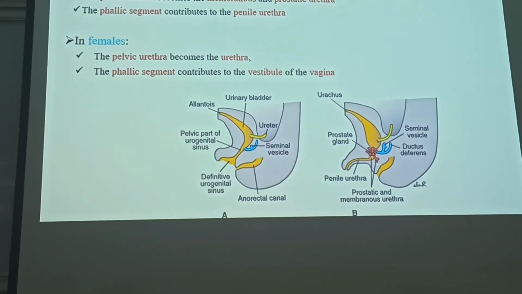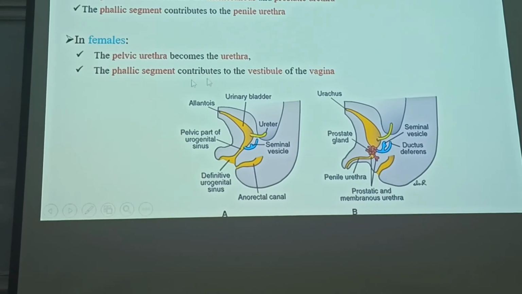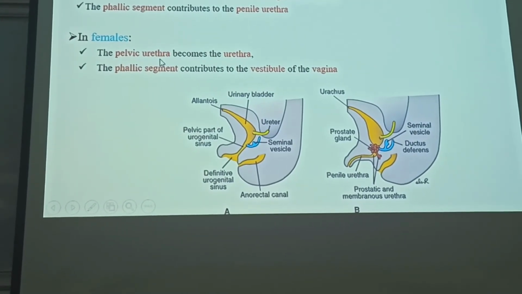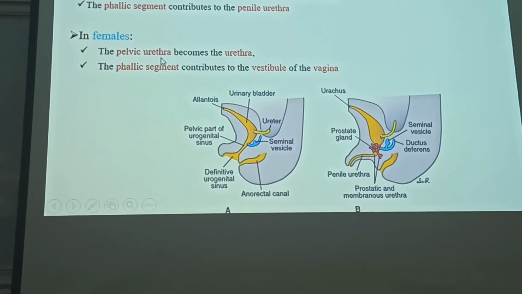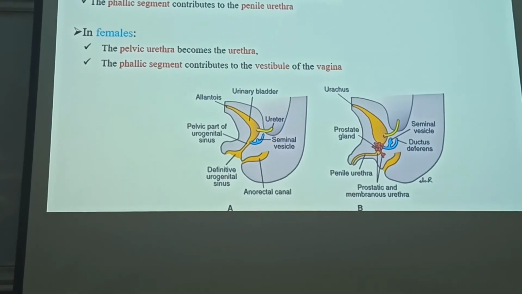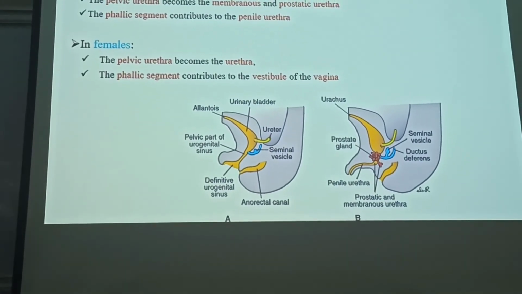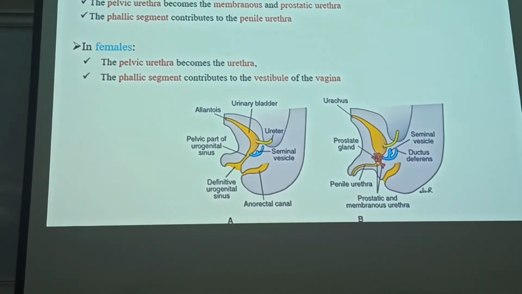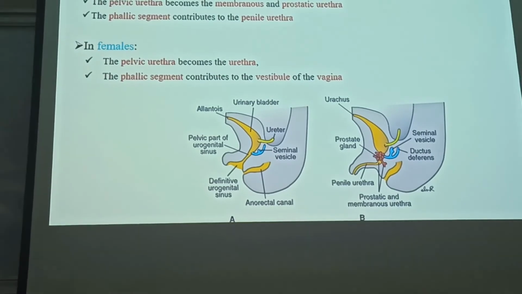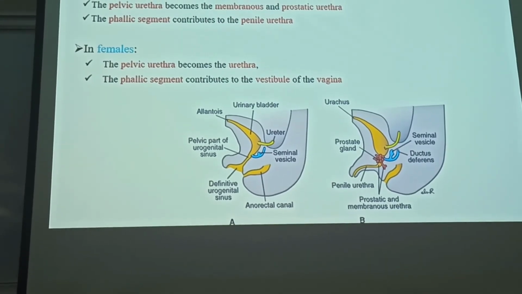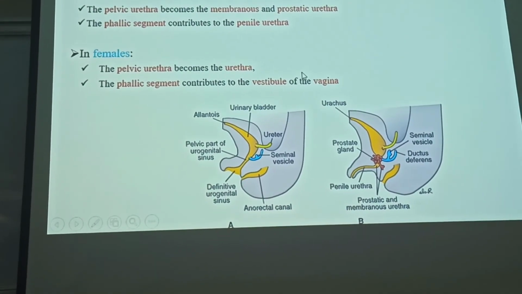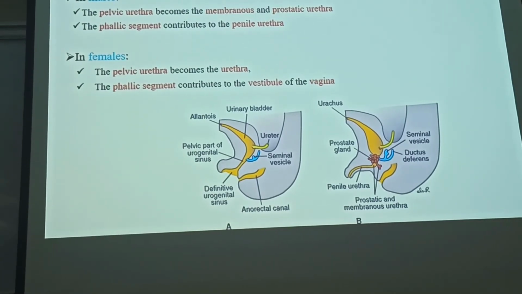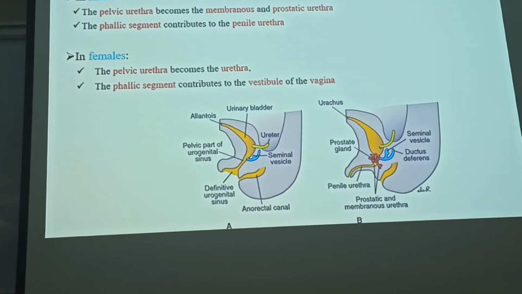Okay? In the female, the pelvic urethra gives rise to the urethra. As you know, in the female, the urethra is one part, just urethra. No spongy, no membranous. Okay? The phallic segment gives rise to the vestibule. The vestibule is a part of the genital system. Okay?